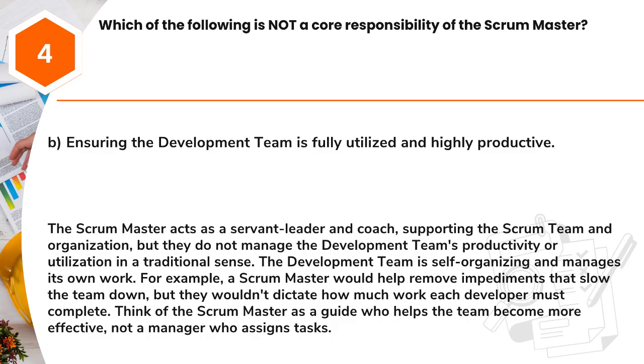The Scrum Master acts as a servant leader and coach, supporting the Scrum team and organization, but they do not manage the development team's productivity or utilization in a traditional sense. The development team is self-organizing and manages its own work. For example, a Scrum Master would help remove impediments that slow the team down, but they wouldn't dictate how much work each developer must complete. Think of the Scrum Master as a guide who helps the team become more effective, not a manager who assigns tasks.